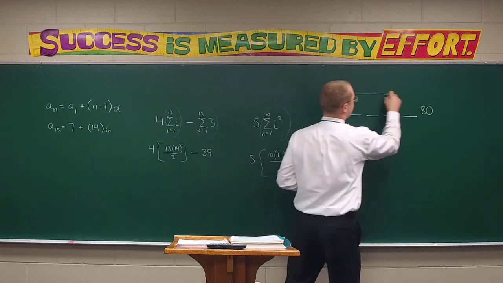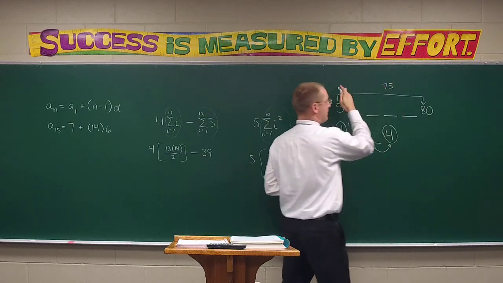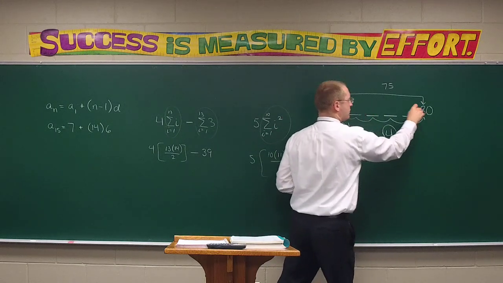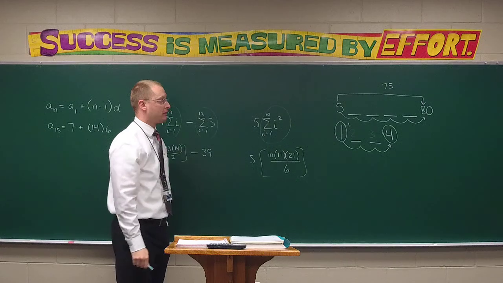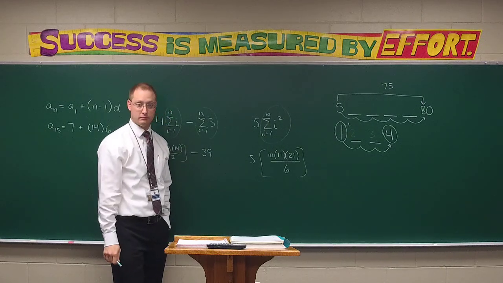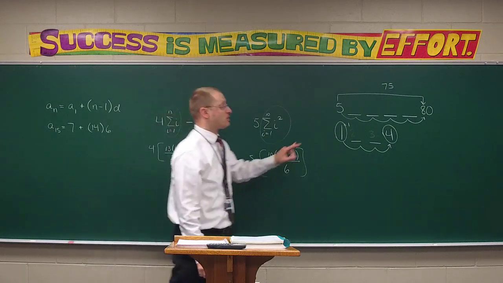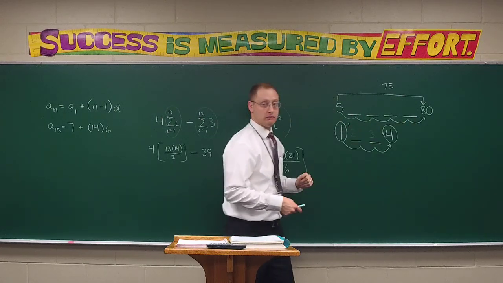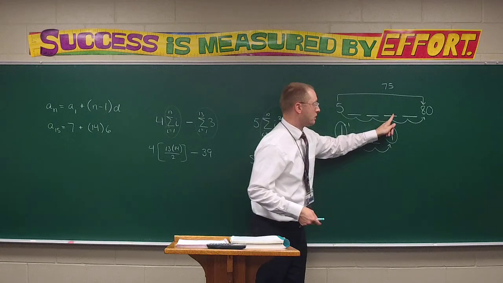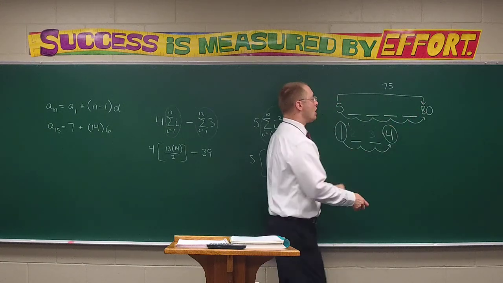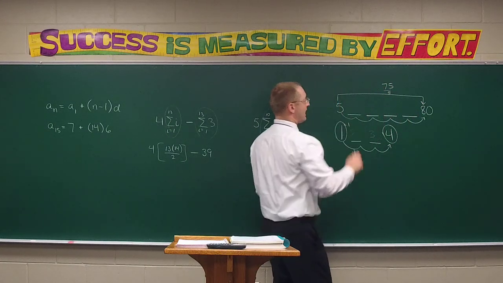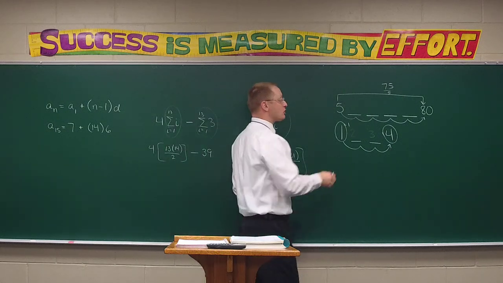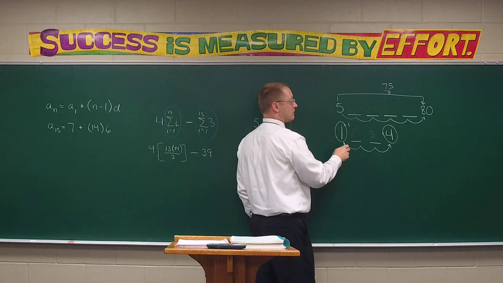What's the difference between 80 and 5? I have to go 75 total to get from here to here, but how many different numbers can I use to get there? There's 4 numbers in the gap, but how many total times do I add to go from a 5 to an 80? 5 times. 1, 2, 3, 4, 5. So if I simply divide by the 5, what is the common difference? 15. So what are my arithmetic means?